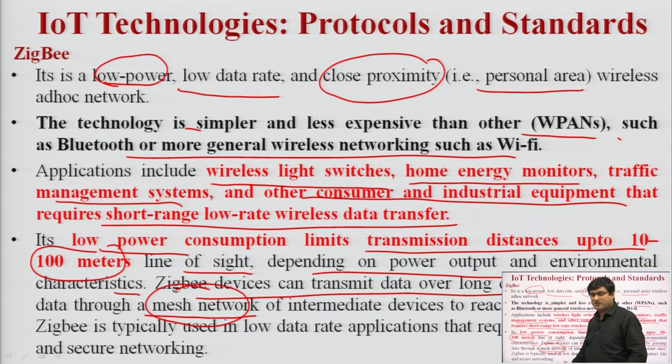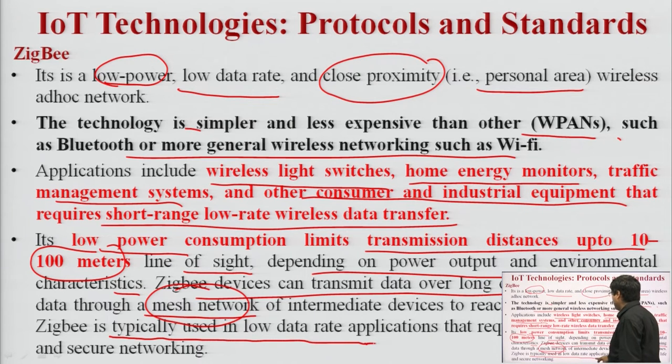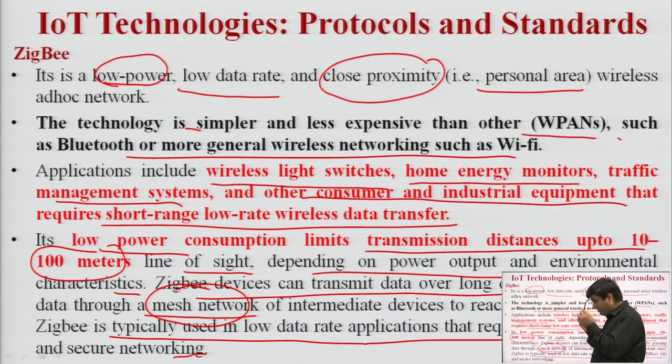What is the advantage of mesh networking? We will see in upcoming slides, to reach more distant ones. Zigbee is typically used in low data rate applications that require long battery life and secure networking. By using Zigbee technology, its transmission range is less, and we can increase the transmission range by deploying many Zigbee devices. It basically depends upon mesh networking, okay, and secure networking, okay.